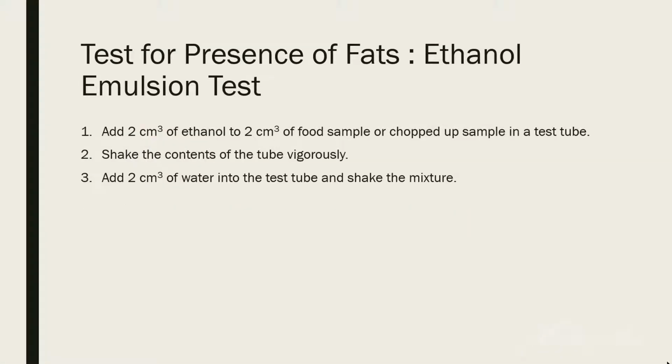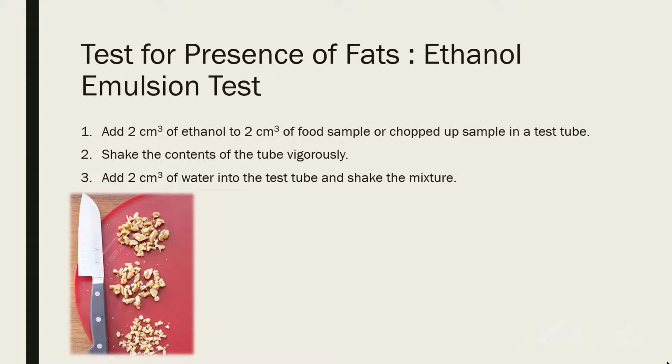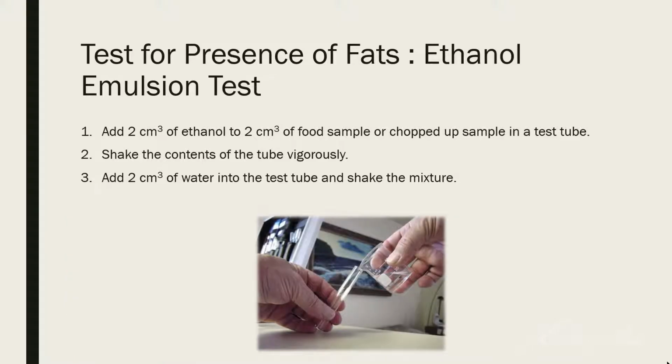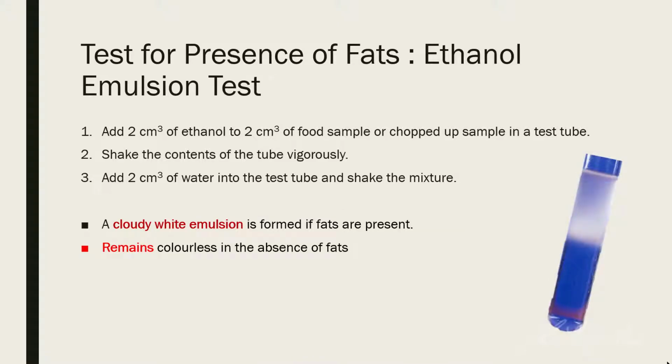The test for fat is called the ethanol emulsion test. What you have to do is chop up the food sample, then add in alcohol or ethanol into the food sample, and shake it vigorously. What it's doing here is to allow the fats, if any, to dissolve in the alcohol. Then pour the alcohol out without the food sample. Then you add in water before shaking again. If fat is present, then you should get a cloudy emulsion. If fat is absent, the mixture should remain colorless.